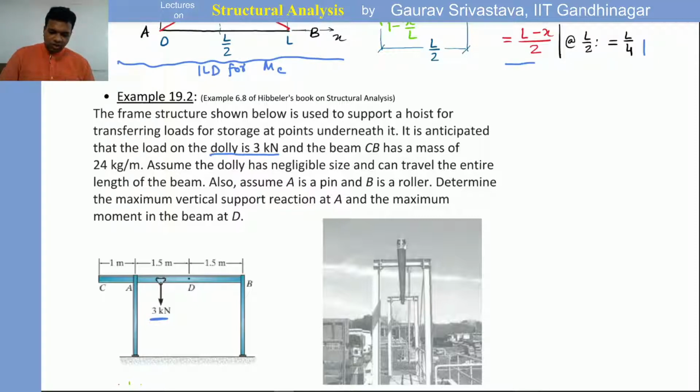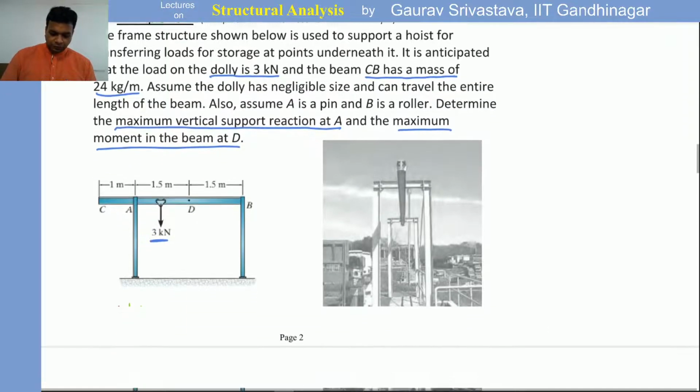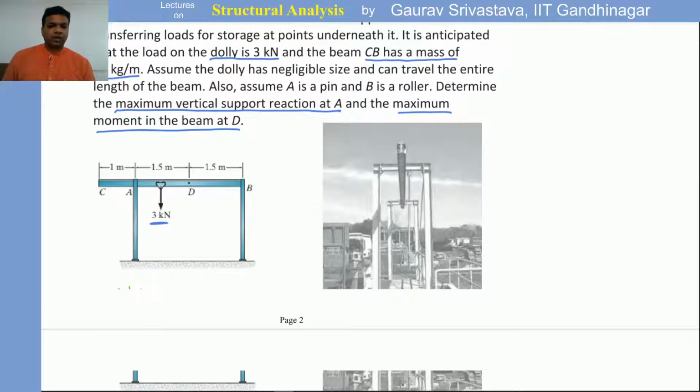Okay, and it is also given that the beam CB has a mass of 24 kilogram per meter. Okay, and the question really is: what is the maximum vertical support reaction at A and the maximum moment at D? That is what we want to calculate for all possible positions of the dolly, of the 3 kilonewton load.